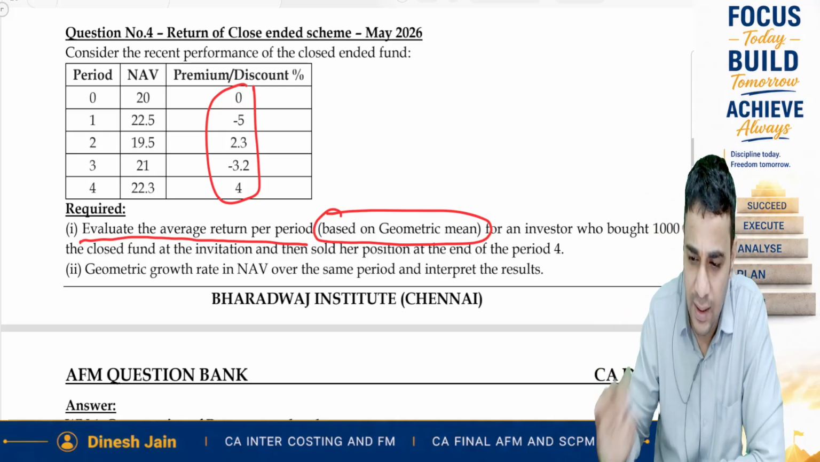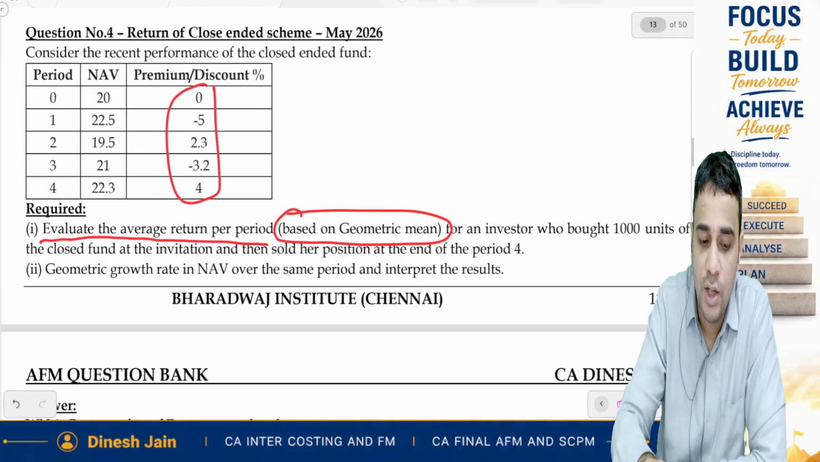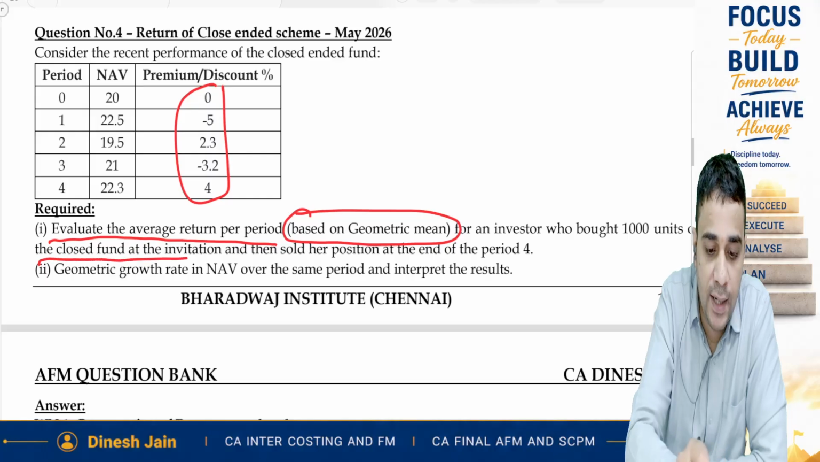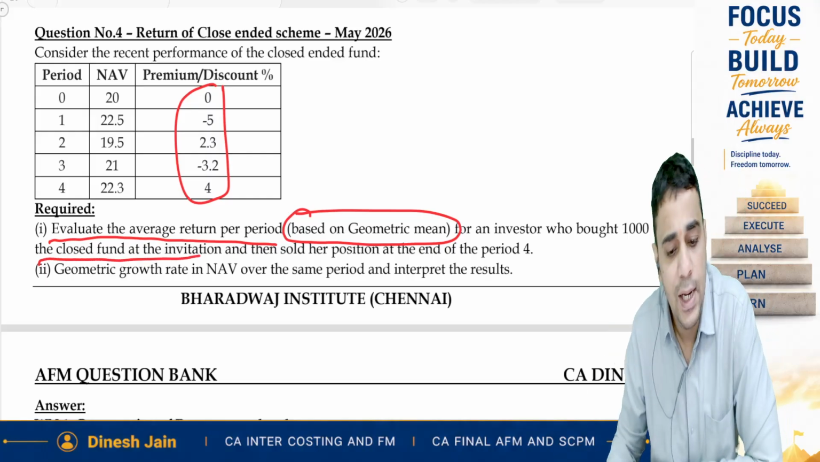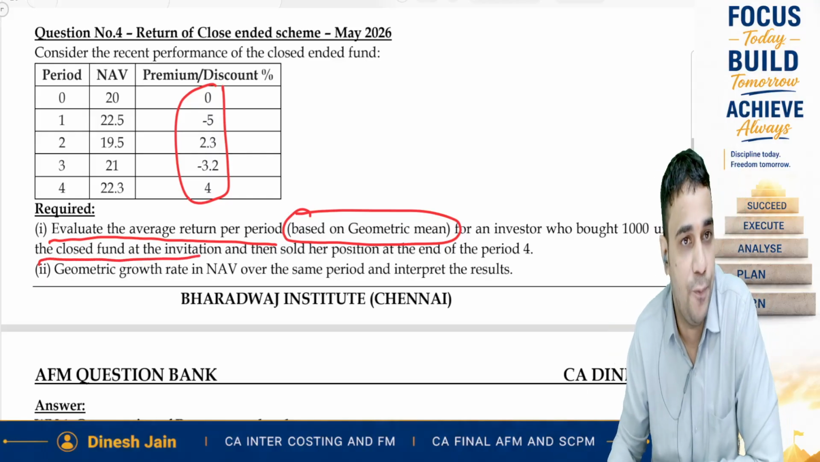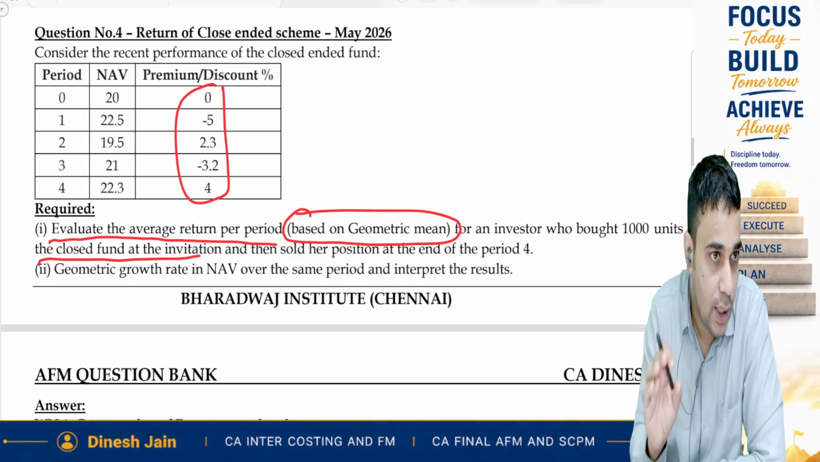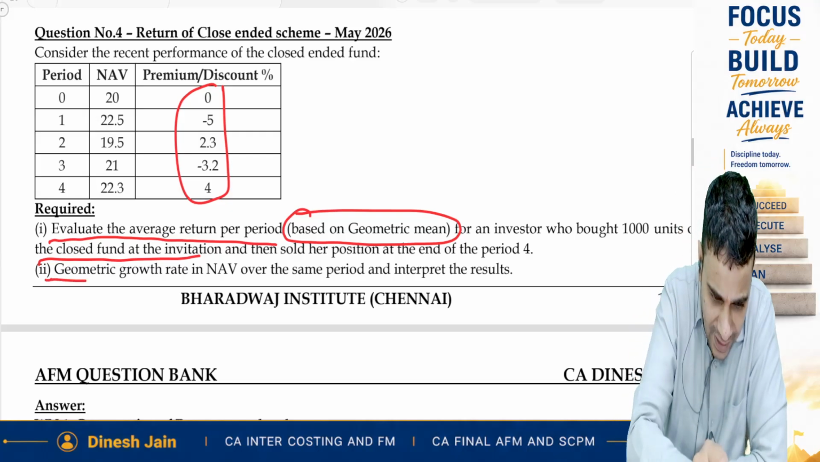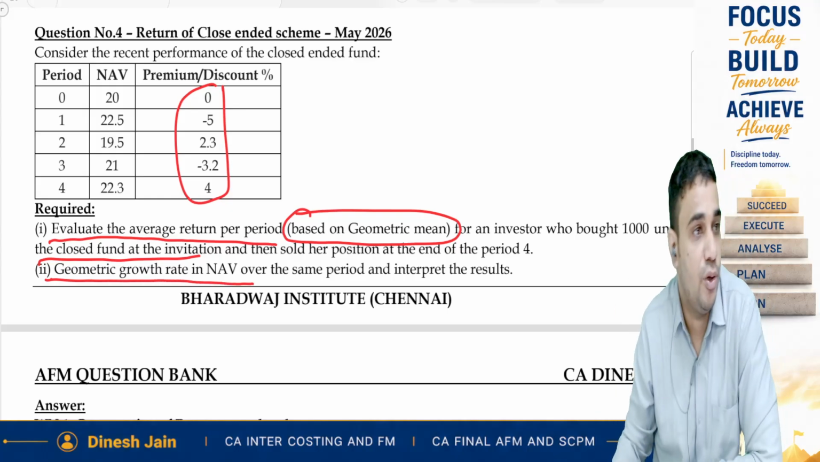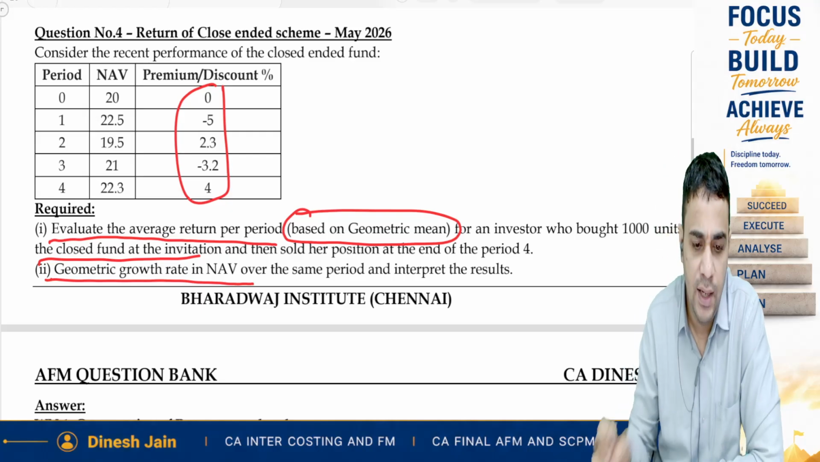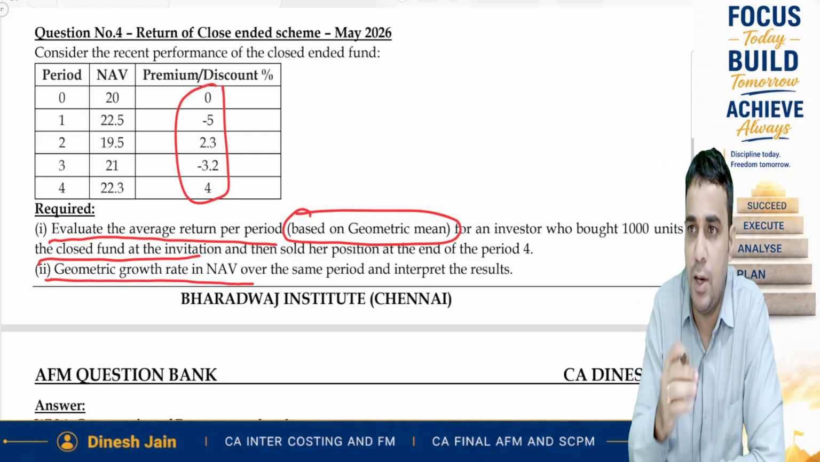I'll make you understand. For an investor who bought 1000 units of the closed fund at the invitation, and sold her position at the end of period 4, entered on day 0, exited on year 4. Find the geometric growth rate in NAV. Part 1 is something else and part 2 is something else.